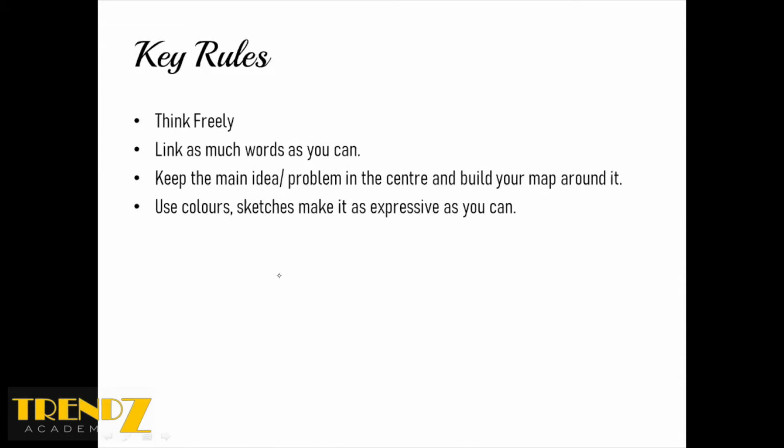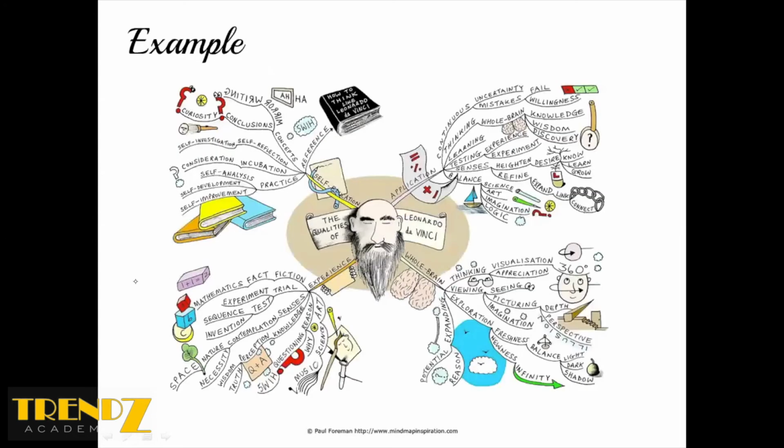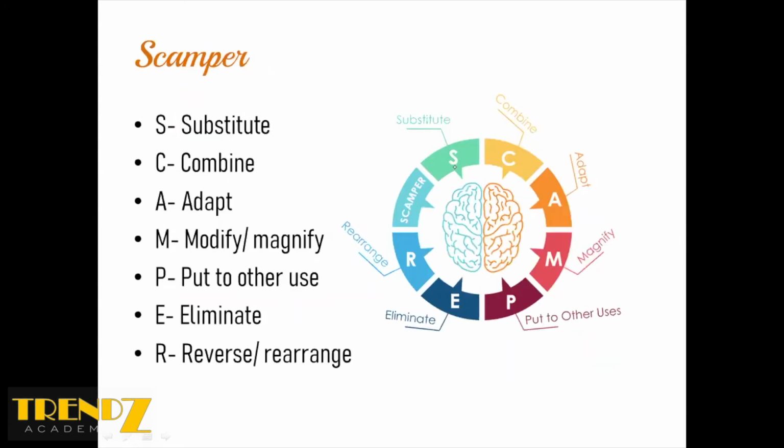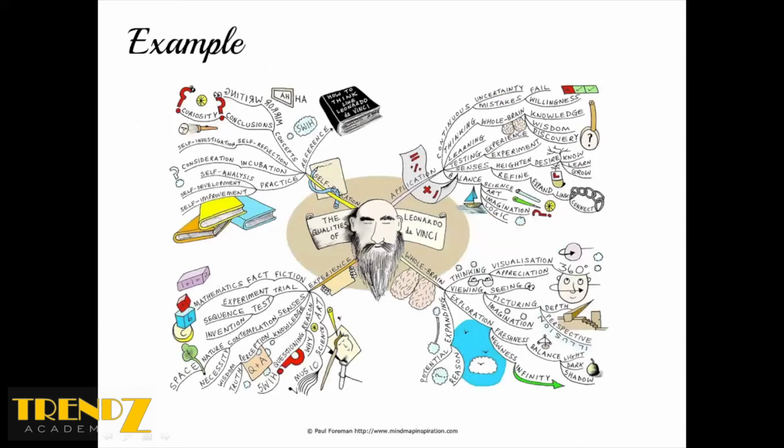Use different colors, do color coding, make sketches, make it as expressive as you can. So this is an example which I took from the internet. I found it very interesting. It is the qualities of Leonardo da Vinci. So see how everything is color coded. There are branches, then there are sub branches. The main key elements have to be there in the branches, and the things of least importance can come to the sub branches.